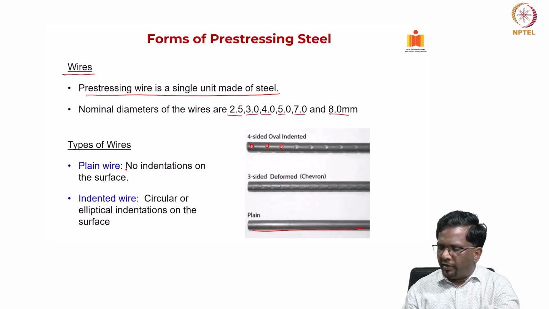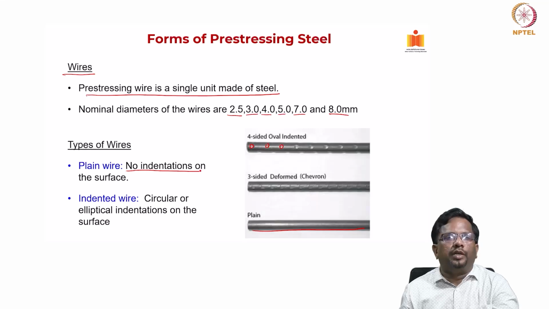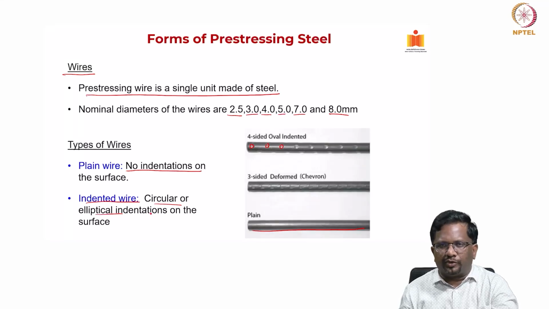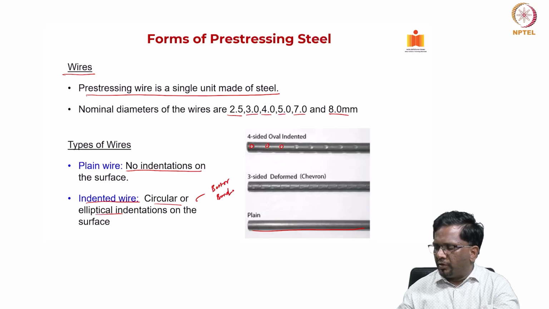In plain wire, as the name says, it does not have any indentations and the bond is expected to be less. In an indented wire, you can have circular, elliptical, various patterns of indentations put on the surface of the wire during the manufacturing process, and this is expected to have better bond, because finally we need to have a very good bond with the concrete. So, this indented wire is expected to have better bond with the concrete.